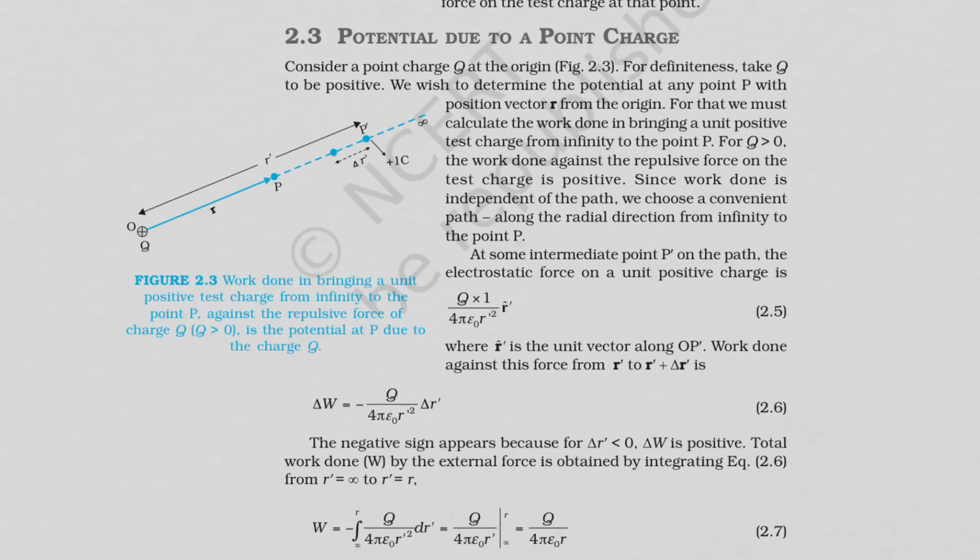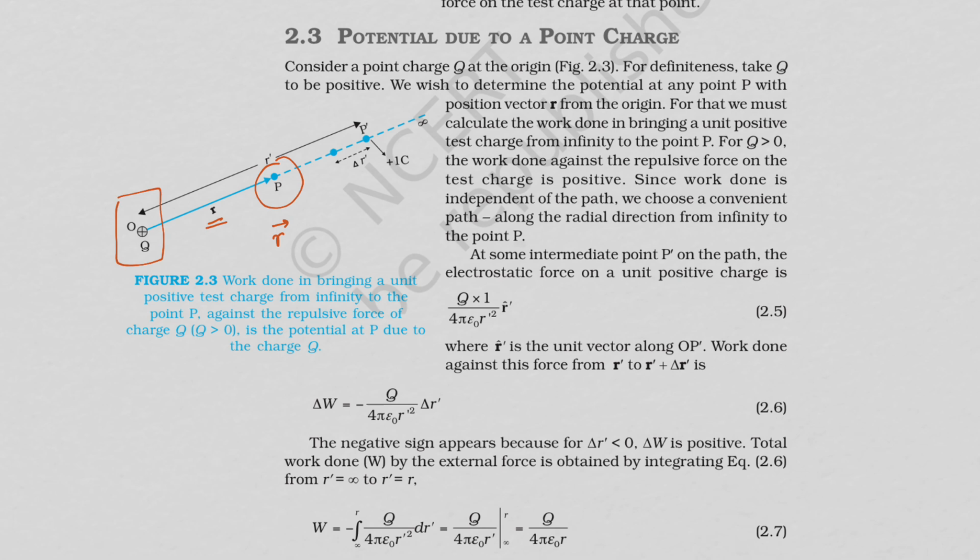Let us find the potential due to a point charge. Here we are given a point charge Q at the origin. We have to find the potential due to this point charge at a point P, and the position vector of P is given by vector R.